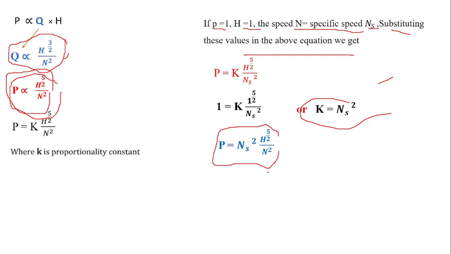You need to keep your book while listening to this video, because there are many terms. If you write neatly, it will be easy. In 1 or 2 revisions you will remember easily. Whereas ns is equal to n root over P by H power 5 by 2.